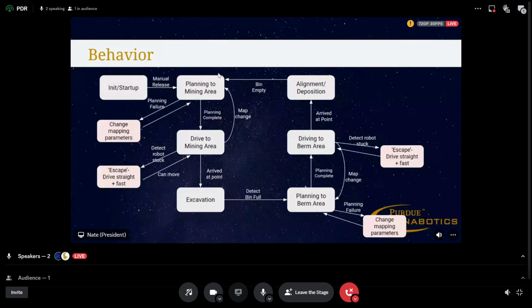The states on the side are what I'm calling failure states. So you can see what happens if something fails. You do that, you go back. Right now we don't have the failure states for excavation or deposition just because we didn't have all the info, so we can add that later. But that's the overall behavior plan. It's pretty similar, I think, to what systems did.